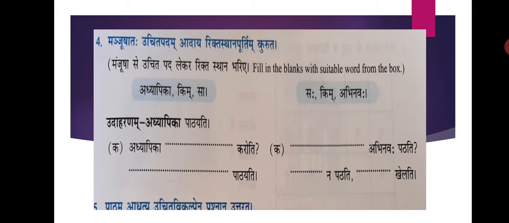In the next sentence there is a question mark. I already told you that we use the kim pronoun for making questions. Okay. So that word will come with adhyapika. Now only one word remains. So where will that word come? With pathayati. So adhyapika pathayati, adhyapika kim karoti and the next one is sa pathayati. We have to solve the next example the same way, that is with sah, kim and abhinavah. I hope that you will solve it, seeing the first one.